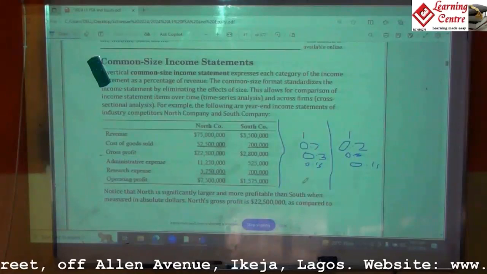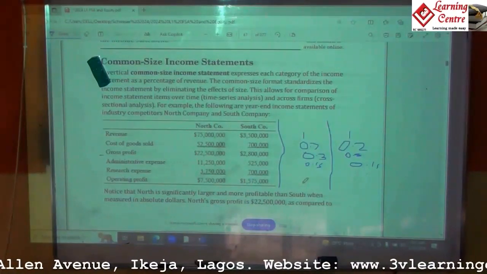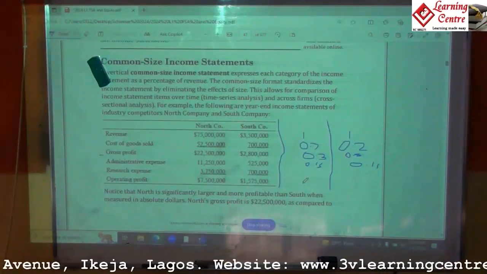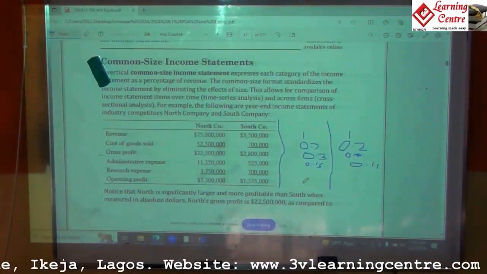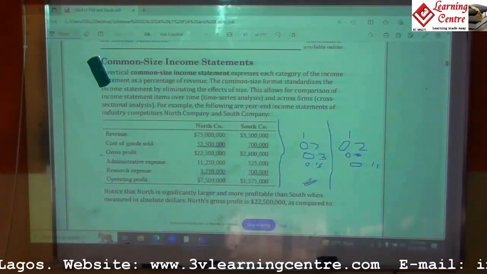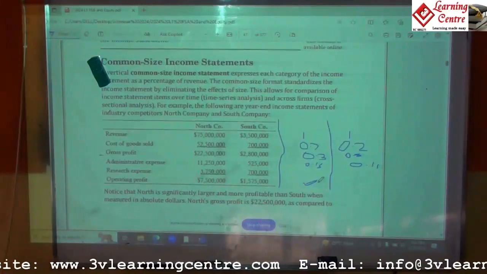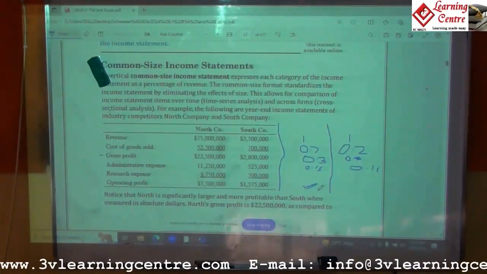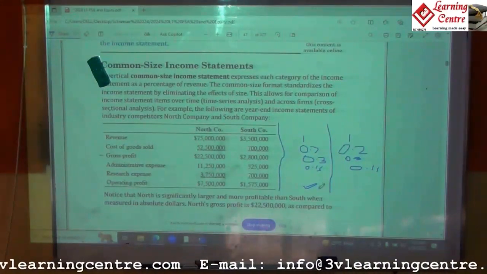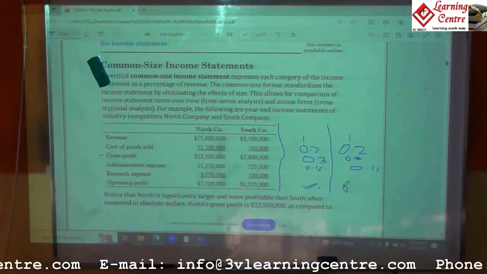So let's just do this operating profit. So what do we have in top? Is it point 1? 0.1. What about this one? 0.45.